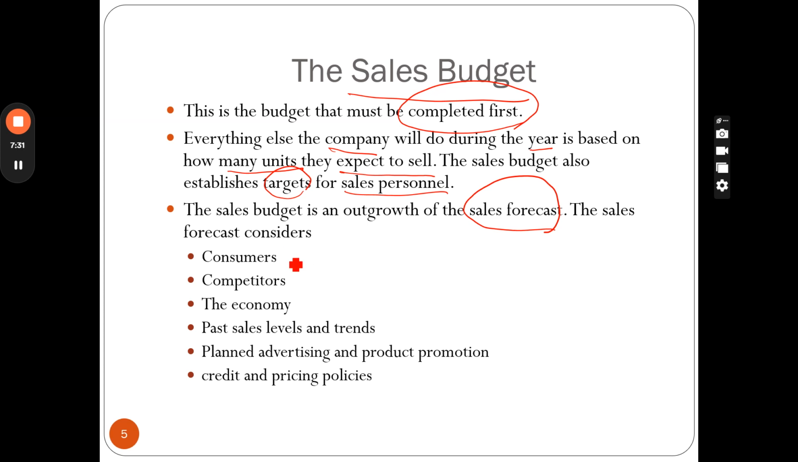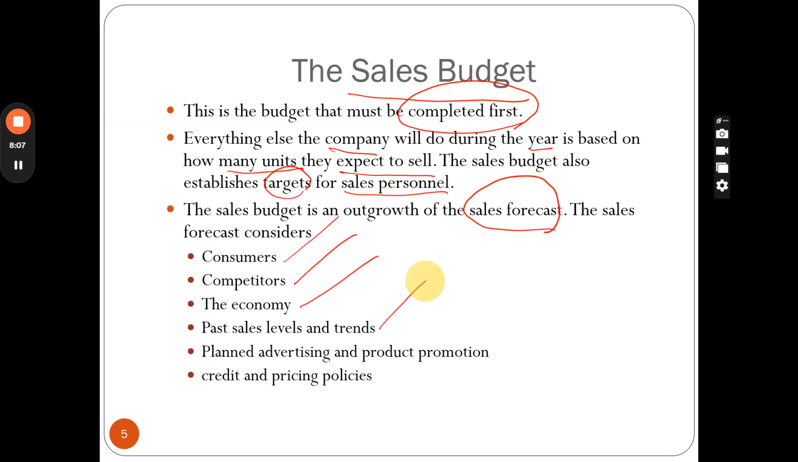will consider your consumers. How is your consumers' behavior going to be in the coming year or coming period? And how is the competition going to be? How is the rivalry in the market in the coming year? And how is the economy going to do? Is the economy going to be in a boom, or in a bad situation? So based on this, your sales may differ.